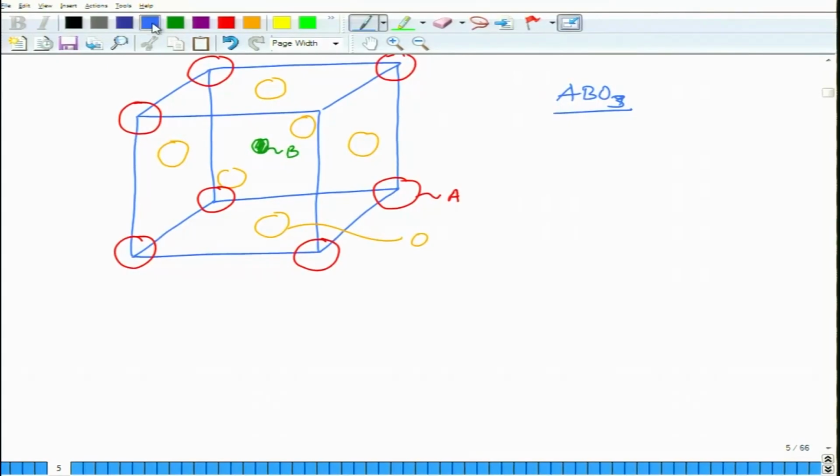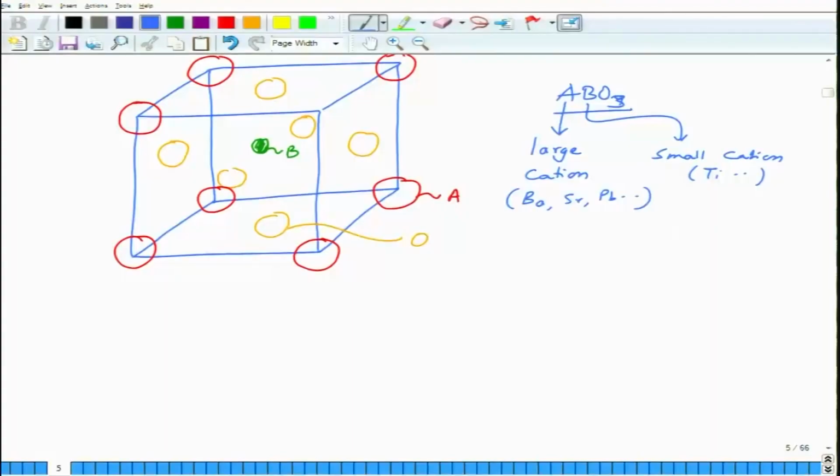So, A is typically a large cation such as barium, strontium, lead. B is a small cation such as titanium. In many cases it is titanium, it could be zirconium and iron as well in certain cases, and some other atoms. So, you can see here it looks as if it is a FCC structure, but it is not FCC structure because not all the face centered sites are filled by the same atom.